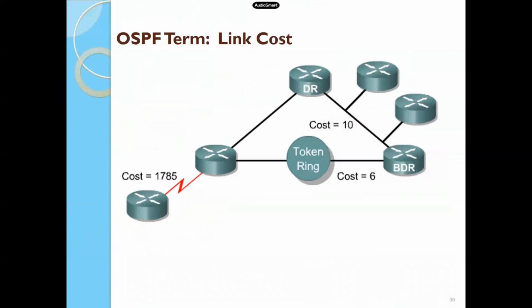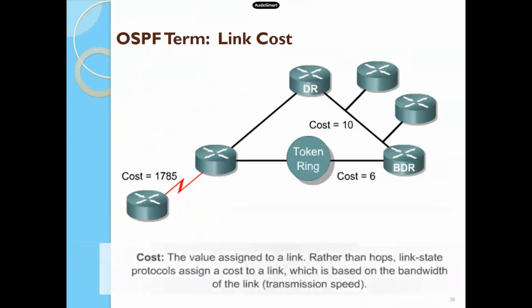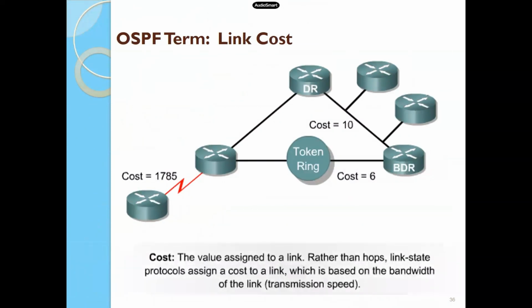The link cost here will be based on many factors, but one of them could be the bandwidth. Rather than hops, link state protocols assign a cost to a link, which is the value assigned to it. Here the cost will be based on the bandwidth of the link, the transmission speed. So the faster, probably the lower the cost. The cost here is based on the bandwidth. That's for OSPF.